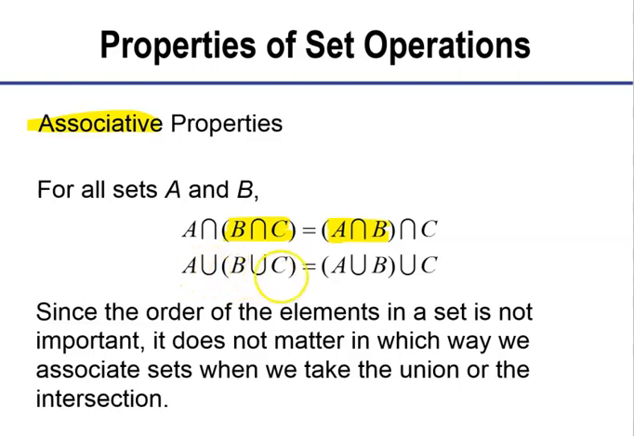Notice A union B union C. Here B and C are grouped together, and then you calculate A union the group. Or you can group A union B and do that calculation first, and then union that with C. Again, since the order of the elements doesn't matter, you have an associative property.